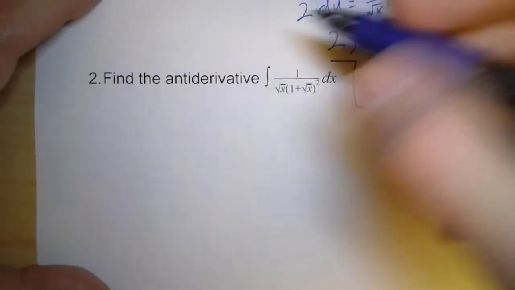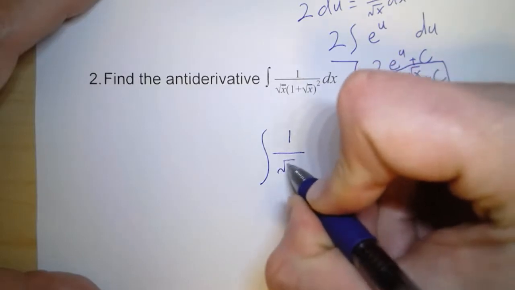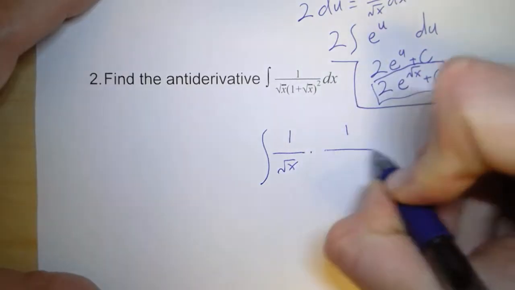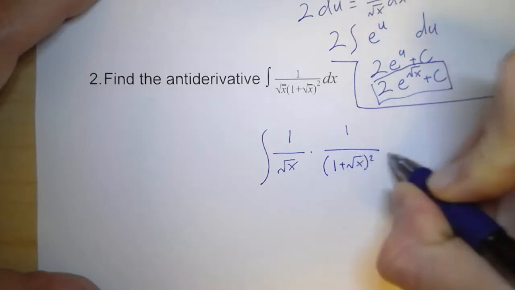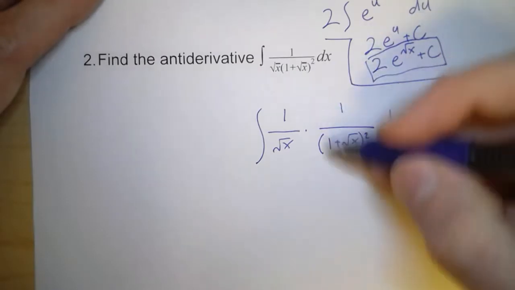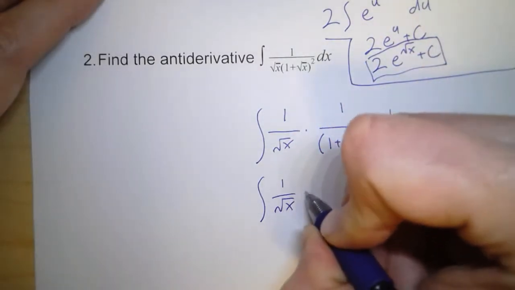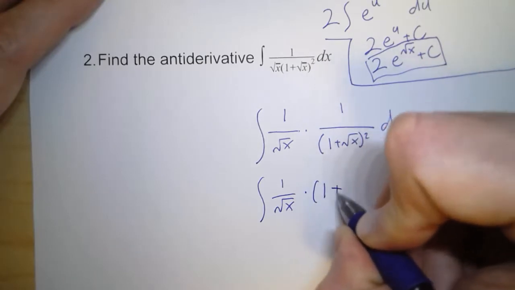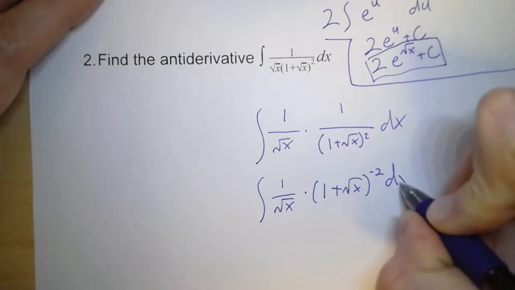Now, for the second one, we want to do the same thing. We want to separate out 1 over square root of x times 1 over (1 plus square root of x) squared dx. Now, I want to rewrite this part as 1 over square root of x, I'll leave, times the quantity 1 plus square root of x, and that's to the negative 2 dx.